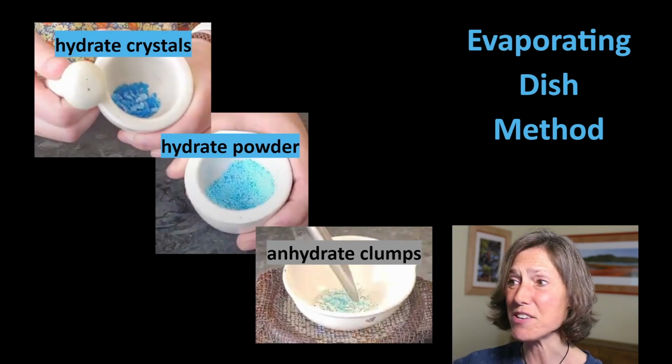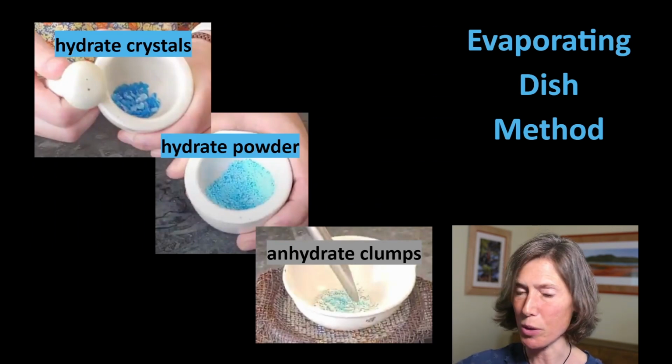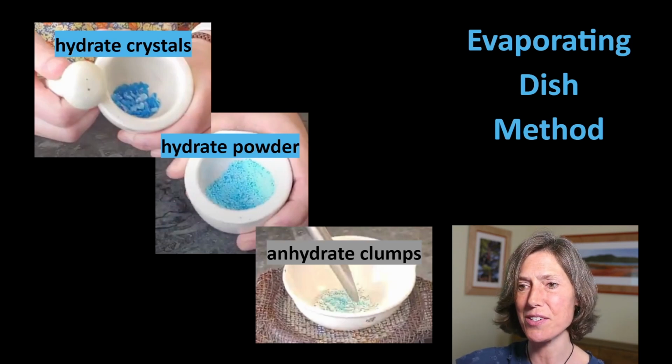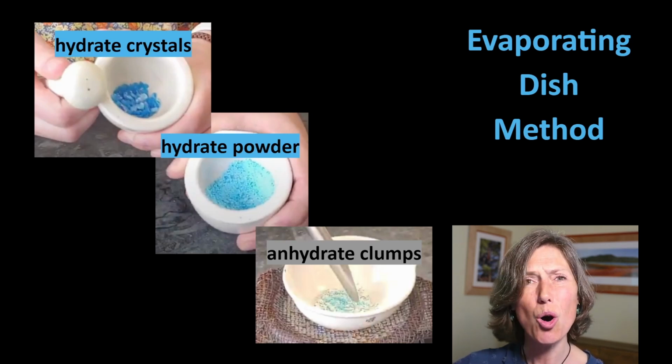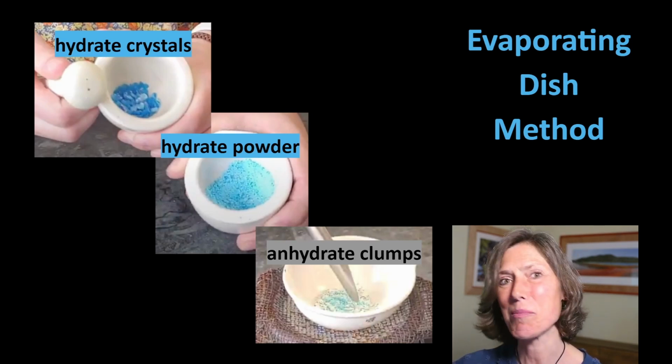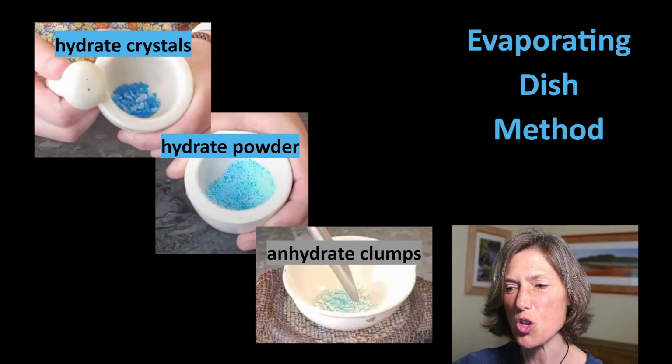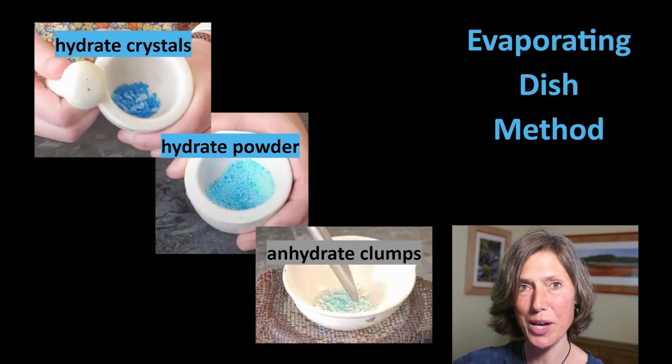So again, the evaporating dish method, we start off with hydrate crystals, we grind them up using a mortar and pestle, and then after some heat has been applied, we get out of it anhydrate. Hopefully not so much clumps, maybe better to have fine grayish powder, but you get the idea.